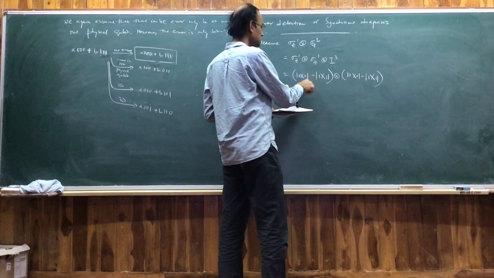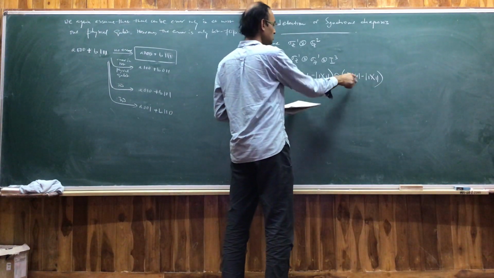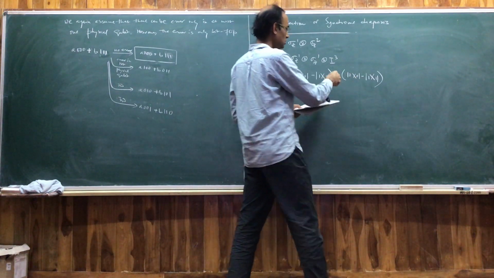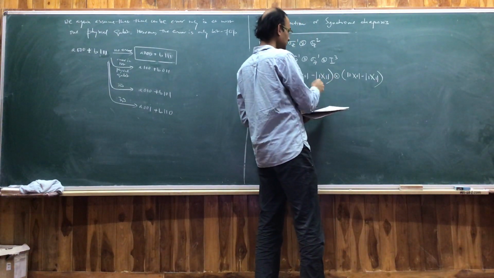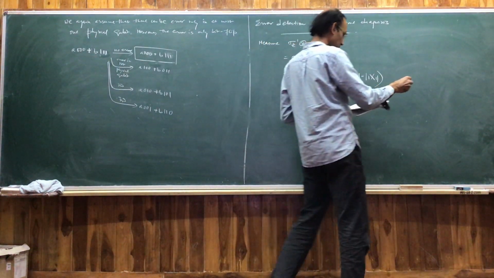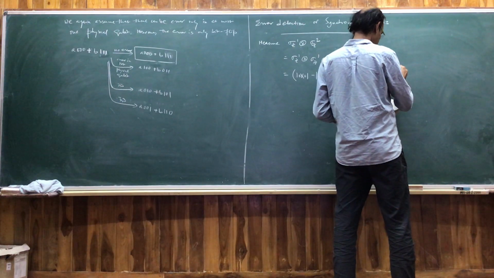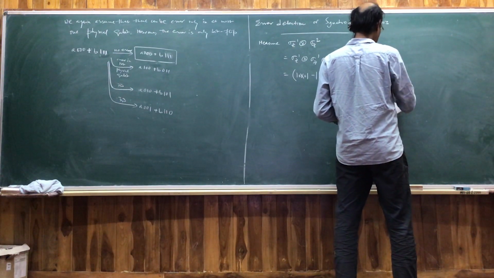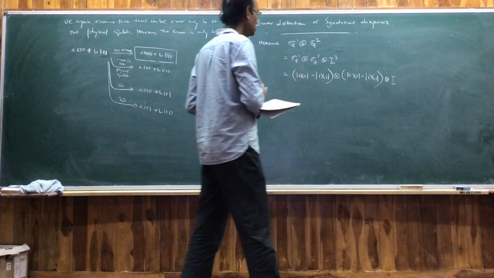Yes, sigma z is this. This is in 1, this is in 2. I'm not writing the 1, 2 anymore. It's in order. The first one is 1, the second one is 2, and so on. And there are only 3 anyway. And this I keep in operator form.